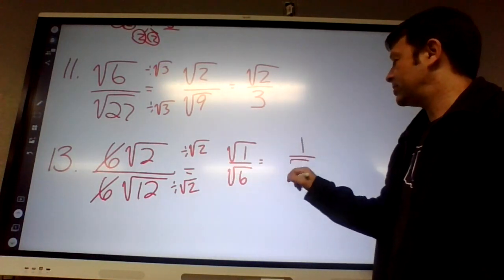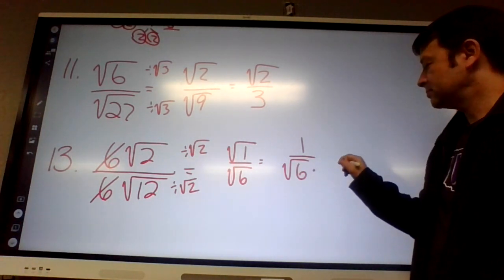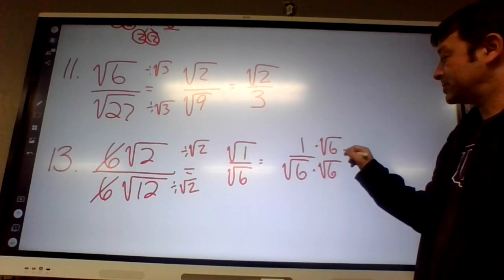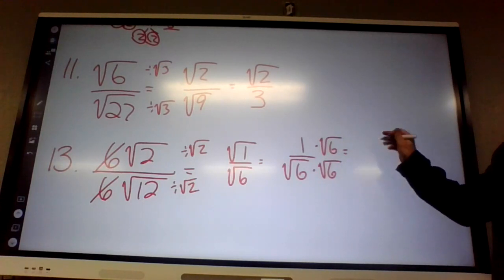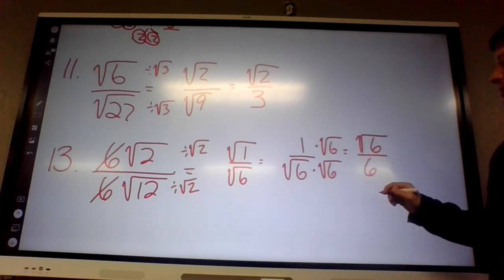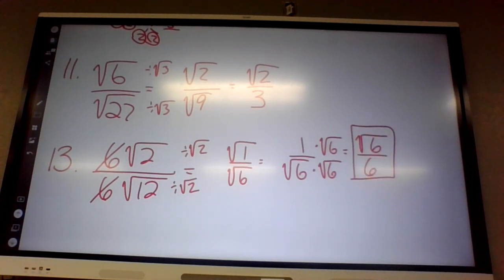Okay, what do we do with the square root on the bottom? You multiply the top and bottom by square root of 6. So it'd be square root of 6 over 6. Anytime you take a square root times itself, it becomes a little 1.